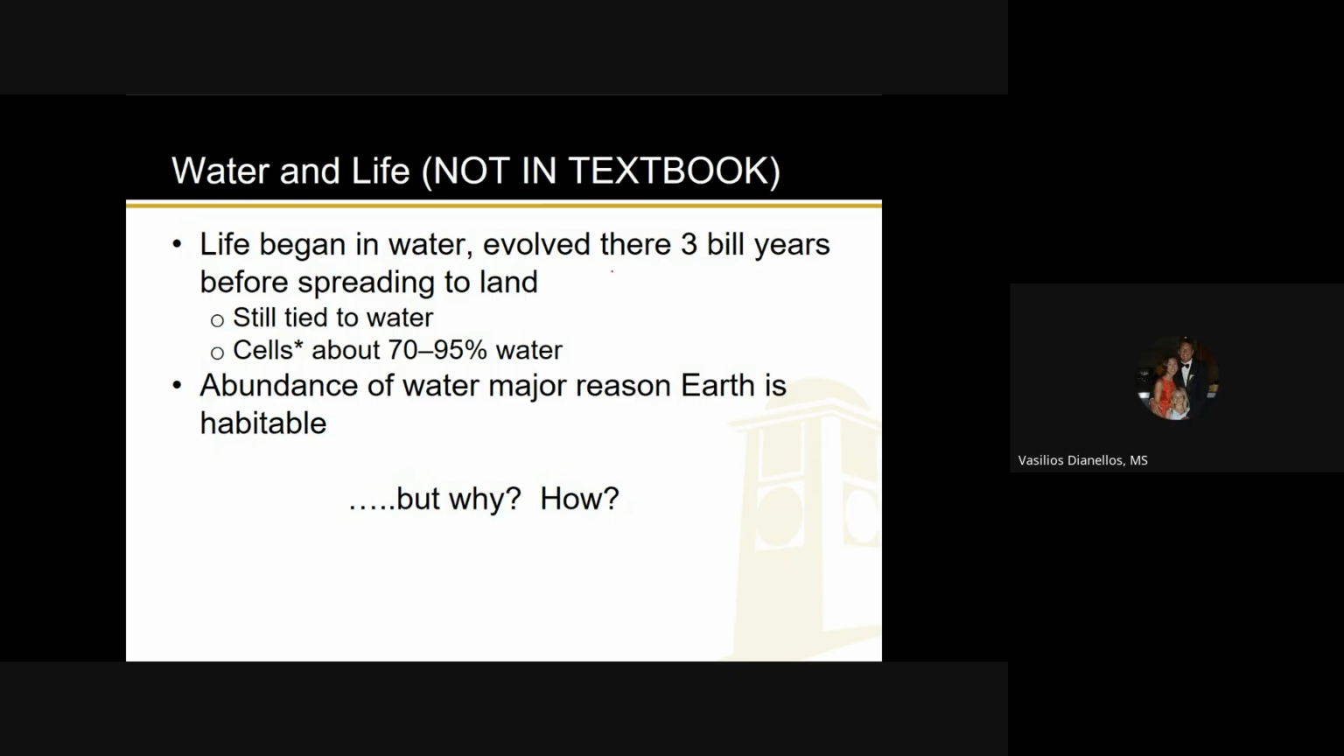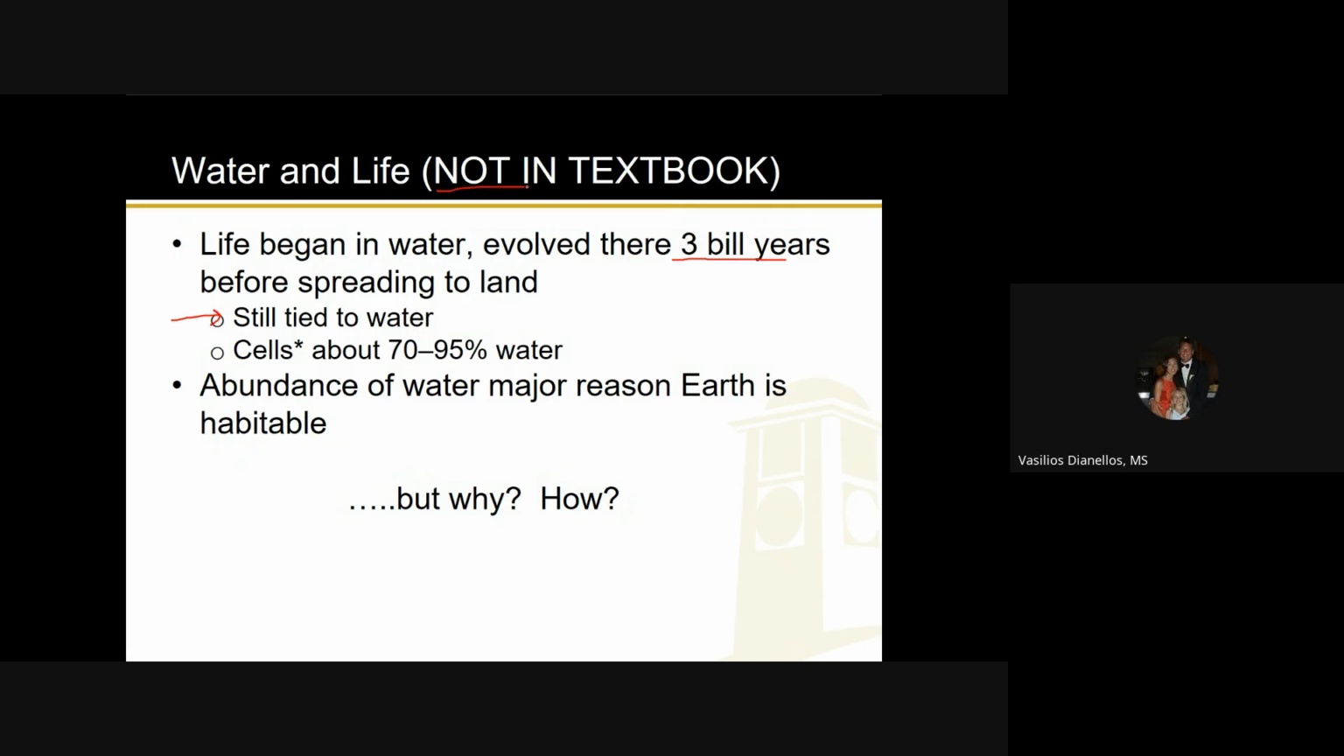Not only that, but life is about 4 billion years old. You can look up the exact number for extra credit if you want, but let's just say it's about 4 billion years old. Life was in water for 3 billion years before it even came to land, right? So only a quarter of its existence has it been on land. Three-quarters it's been in the water. So obviously life is very much still tied to water.